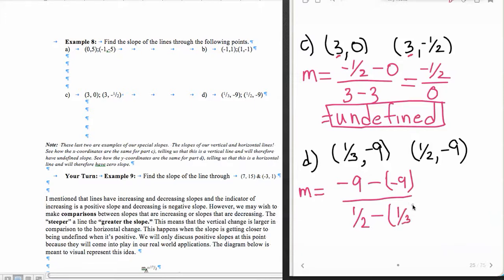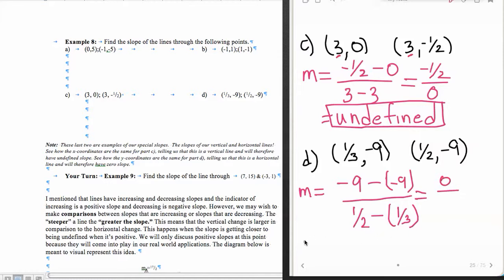And again, just notice, right? (1/2, negative 9), that's an ordered pair. (1/3, negative 9), that's an ordered pair. It's always a good check for you guys to do. So negative 1 minus a negative 9 is a negative 9 plus 9, which is 0.